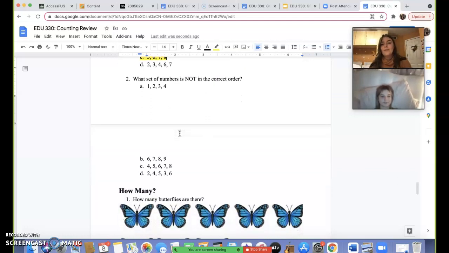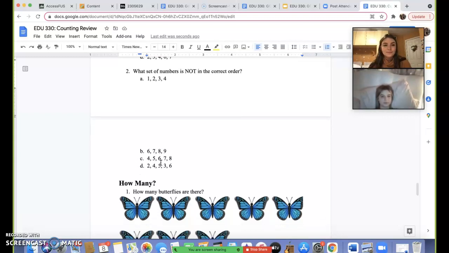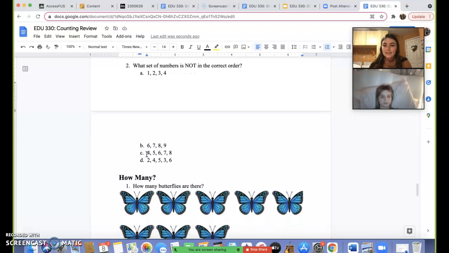Okay, so now what set of numbers is not in the correct order? Okay, so we're looking for the one that is wrong. So A is 1, 2, 3, 4. B is 6, 7, 8, 9. C is 4, 5, 6, 7, 8. And D is 2, 4, 5, 3, 6. Which one is not in the right order? D. Good job.